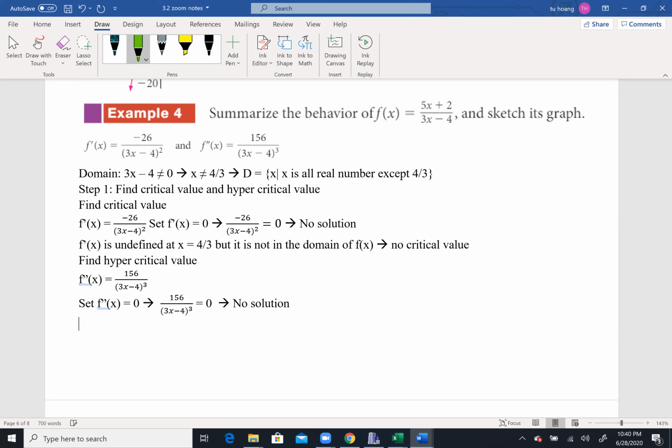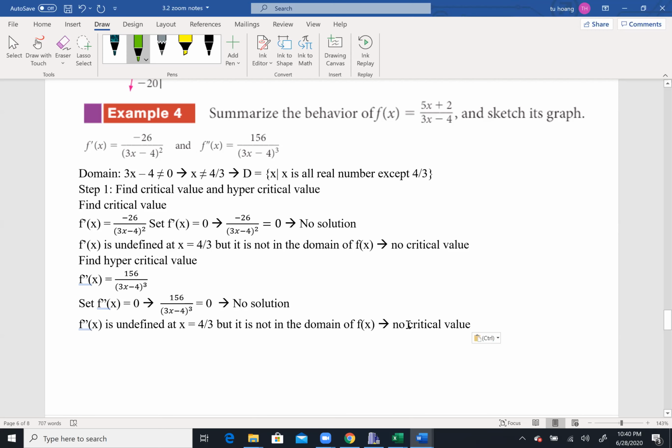Because it's a fraction with the top being constant. And then you have f second derivative of x. You will check another case, which is undefined. And again, x equals 4/3. But it is not in the domain of x. So no hypercritical value.